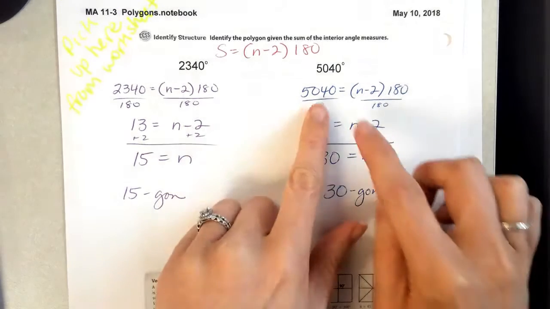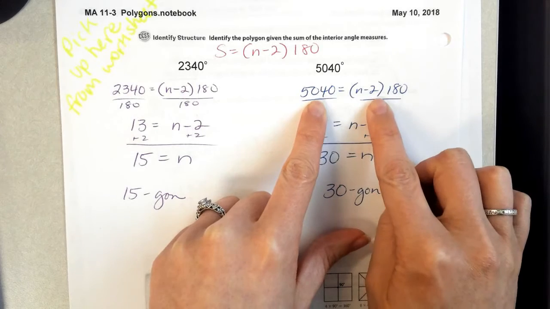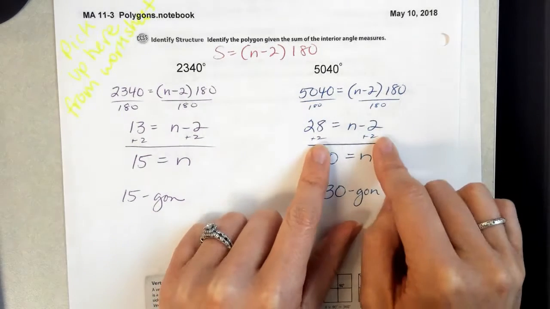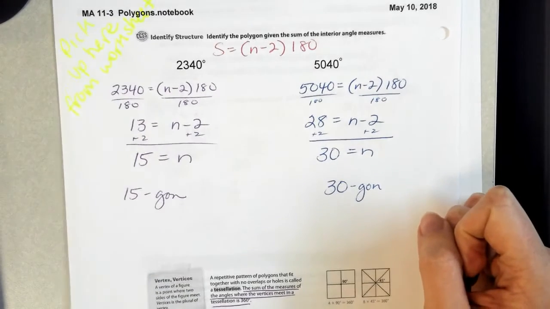So when we look at this one, we start with the sum that they gave us equal to our rule here. I divided by 180 on both sides, added my 2, and got that it was a 30-gon for this one. Okay?